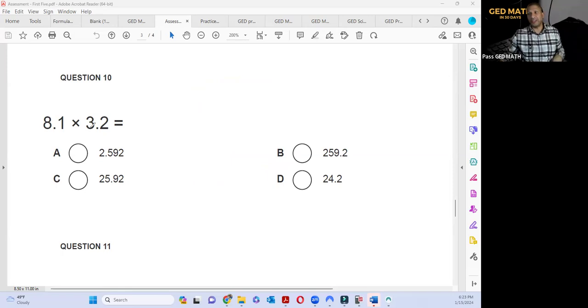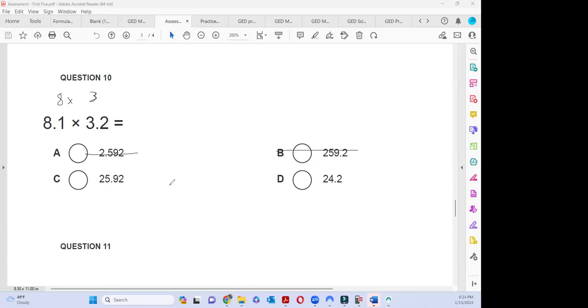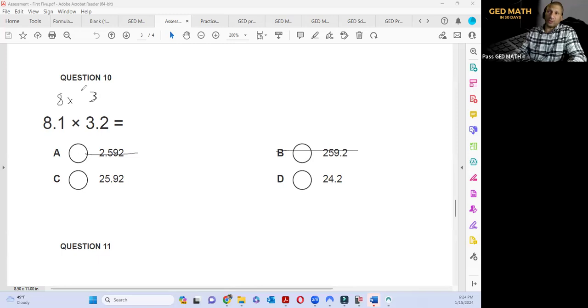What you should see is this, okay? 8.1 is close to 8. 3.2 is close to 3. These are not our actual numbers, but we're just estimating. So we know our answer is a little bit over 24. So it can't be 2.5, right? It can't be 259, correct? It's either 25.92 or 24.2. But we know 8 times 3 is 24. This is too close.